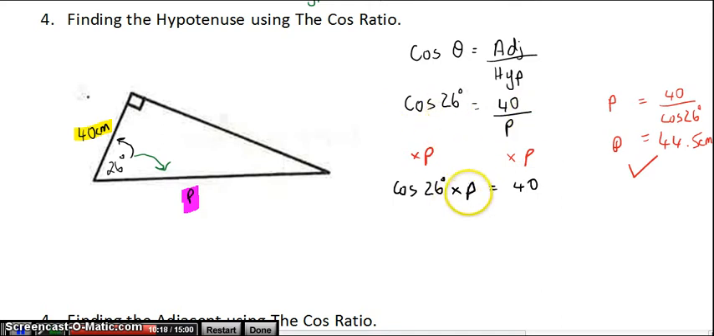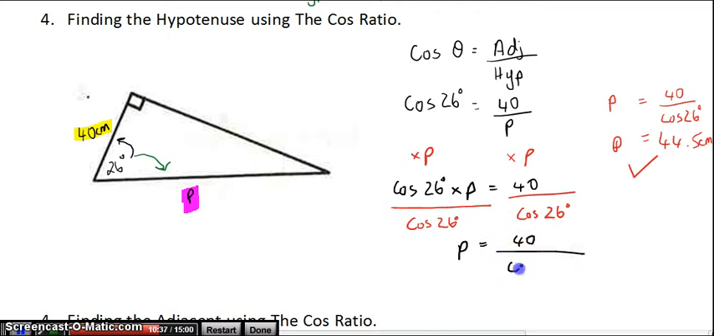Then in order to get P by itself, we need to see what's happening to the cos 26. We can see it's being times, so we do the opposite of that to both sides. And we get P equals 40 divided by cos 26. And can you see that that is exactly the same to what we had over here? P equals 40 over cos 26.